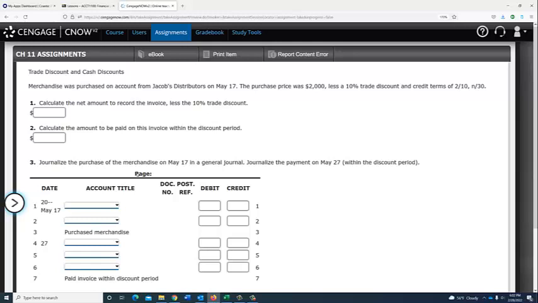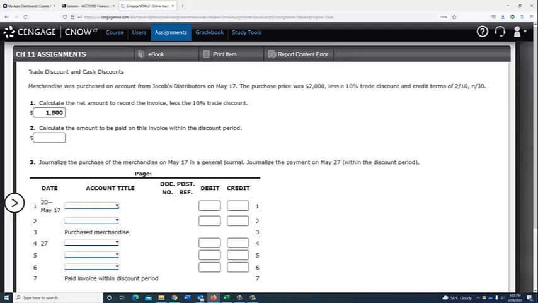So this problem has both a trade discount and a cash discount. So let's think about the rules for a trade discount. Trade discounts are not listed on the books separately, they're just netted out. So we are going to take the 2,000 times 10%, which gives us 200, and we're going to subtract that out. So that's going to give us $1,800 as the net amount that we're going to record on our books.